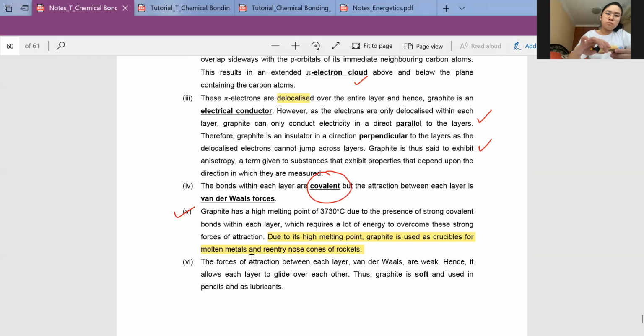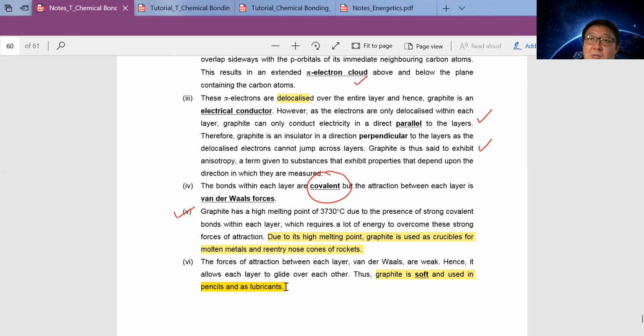Okay, next one, point 6. This is where van der Waals forces come in. You remember, they can use it as it is soft, used in pencil and lubricant. Okay, so I don't know whether you all notice or not. Graphite is a dry lubricant. Whenever I teach this, a lot of students got shocked. They say lubricant, I thought it must be liquid. No, lubricant can be solid. Graphite is a dry lubricant.